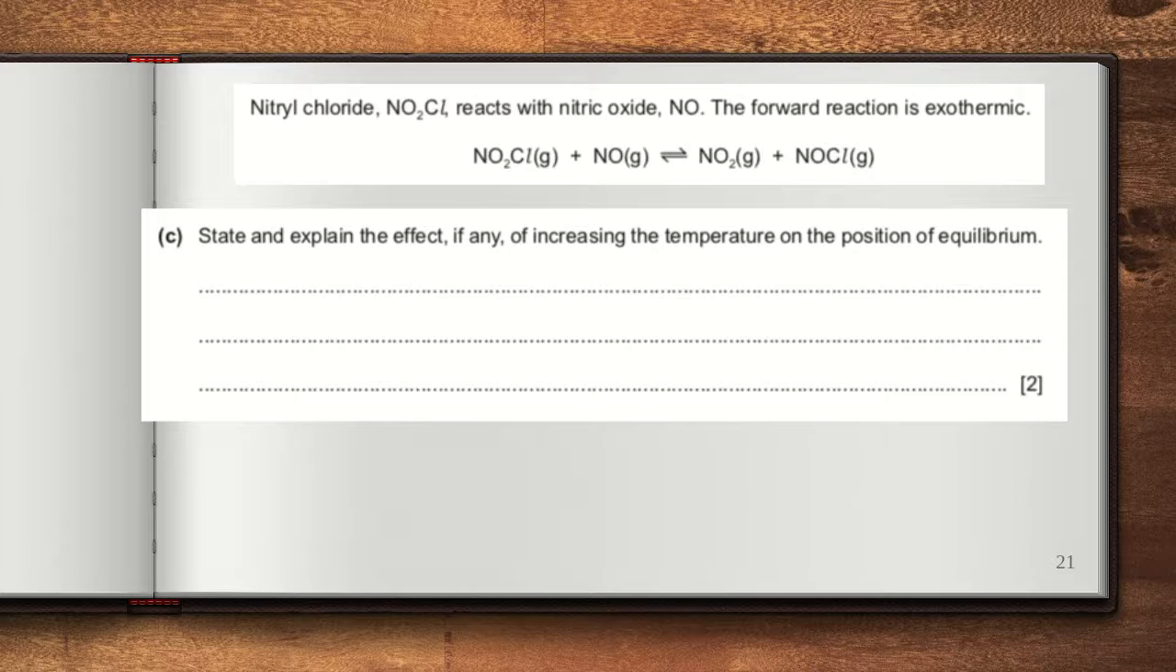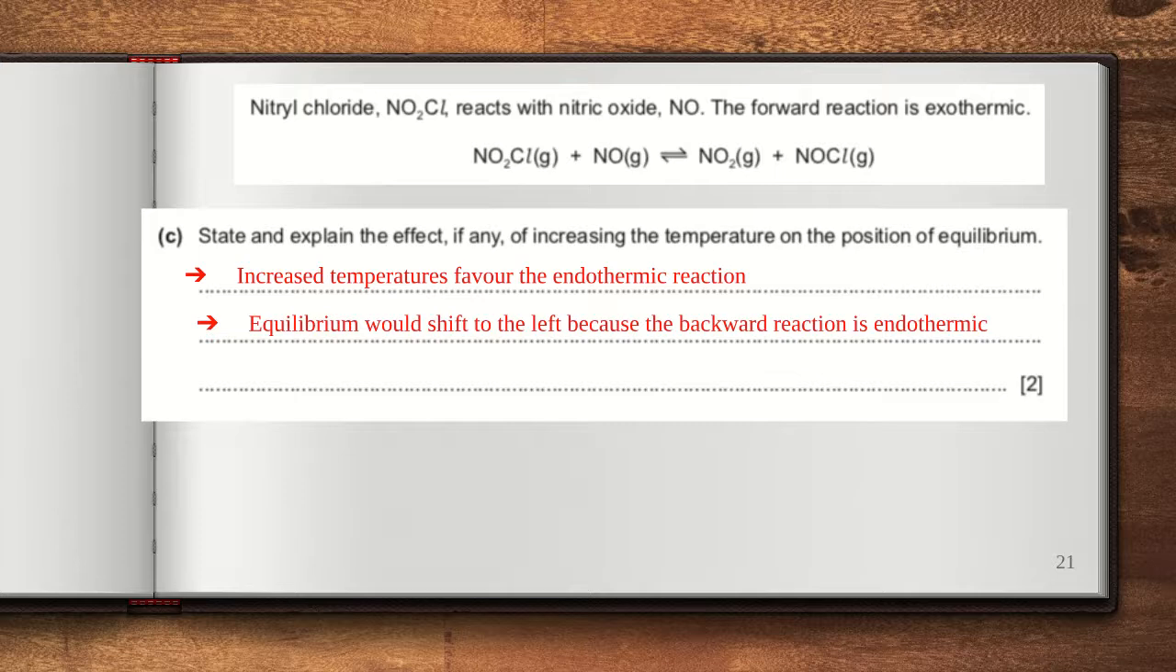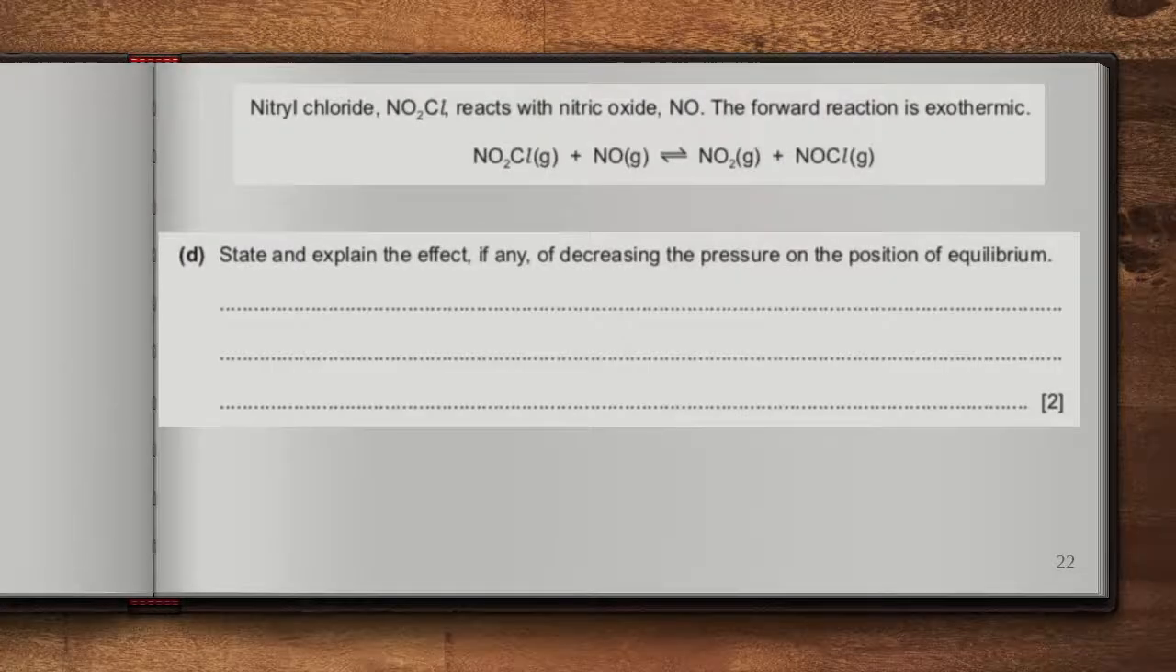So if you increase the temperature and the forward reaction is exothermic, increasing the temperature will always favor the endothermic reaction. So 2 marks. 1 for saying that very fact. Increased temperatures favor the endothermic reaction. The next for stating what the effect is. Equilibrium would shift to the left because the backward reaction is endothermic. What you're saying there is that you understand that the increased temperatures favor the endothermic, and you're then pointing out which way is endothermic.